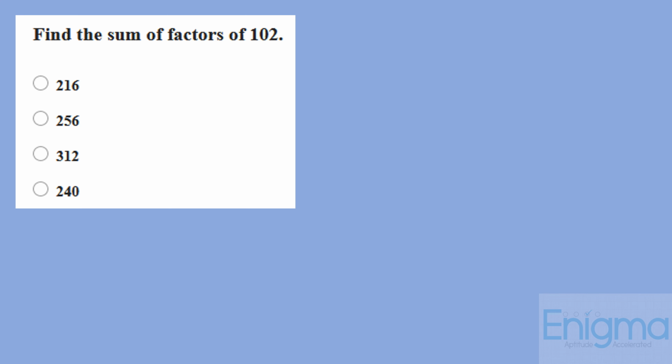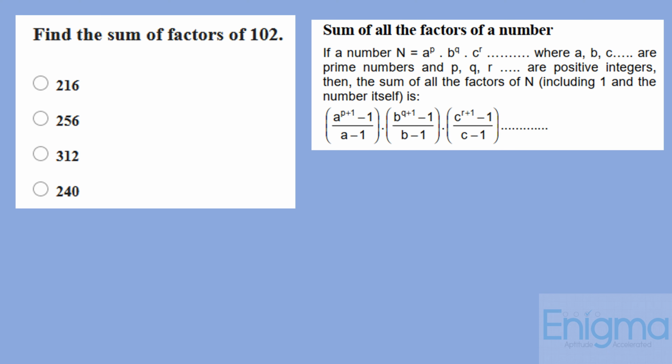Find the sum of factors of 102. Now let's solve it. There is a very simple formula for this. If a number n is equal to a raised to p into b raised to q into c raised to r, where a, b, c are prime numbers and p, q, r are positive integers, then the sum of all the factors of n, including 1 and the number itself, is this.